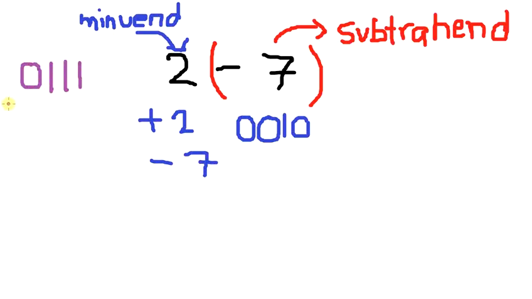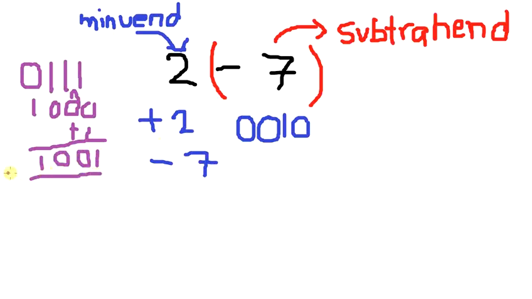Okay. For the 1's complement, you get 1, 0, 0, 0. And for the 2's complement, you need to add 1. So you get 1, 0, 0, 1. So this basically is the 2's complement for negative 7. So you need to do this one, 1, 0, 0, 1, and you do the normal addition.